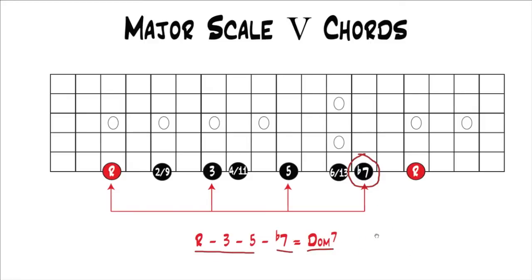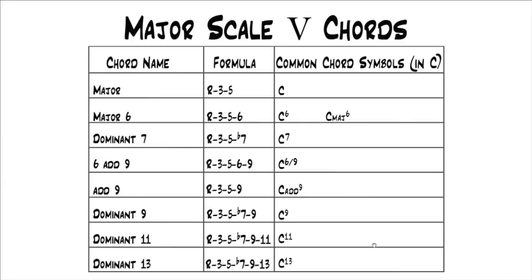And then again, this diagram, just like we've had, you have the major, major 6, 6 add 9, which are all the same as what you can get with the 1 chord or the 4 chord. But then we have the dominants: the dominant 7, dominant 9, dominant 11, dominant 13. And then how to build each one, the formula for how to build them.